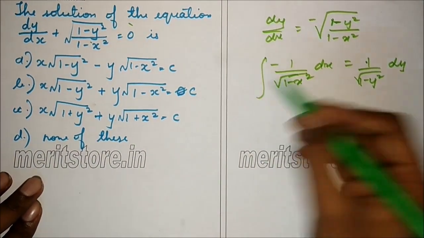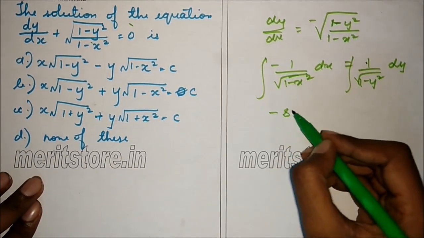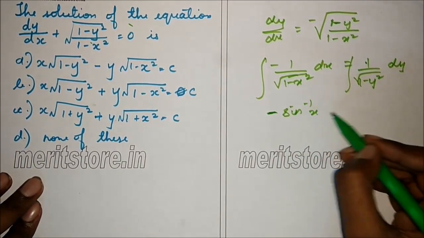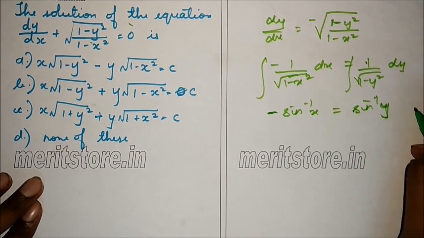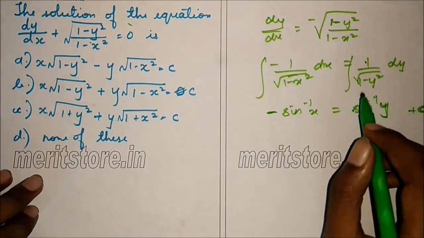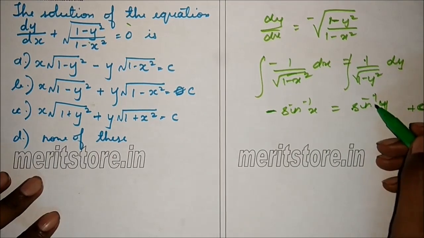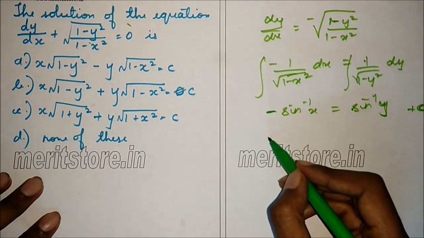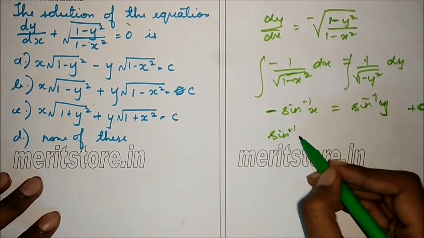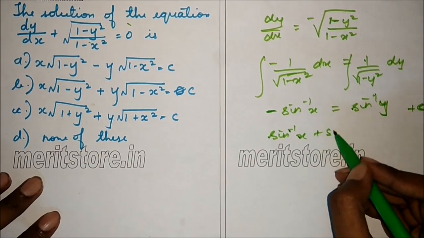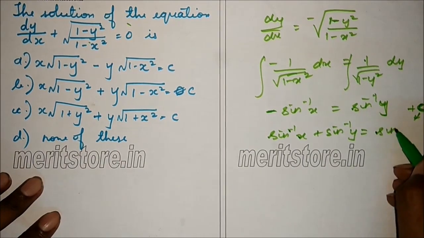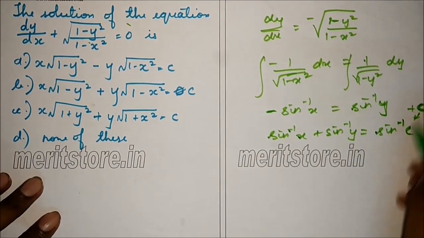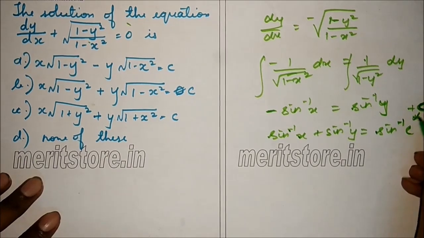So integrating this, we get sine inverse of x with a minus sign, and this is sine inverse of y, and we add a constant c. So bringing x and y together, we get sine inverse of x plus sine inverse of y equals, let this be sine inverse of c. Since both of these are constants, it doesn't matter.